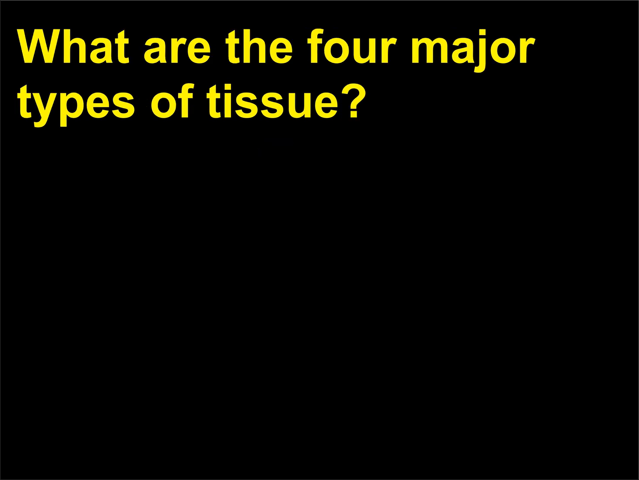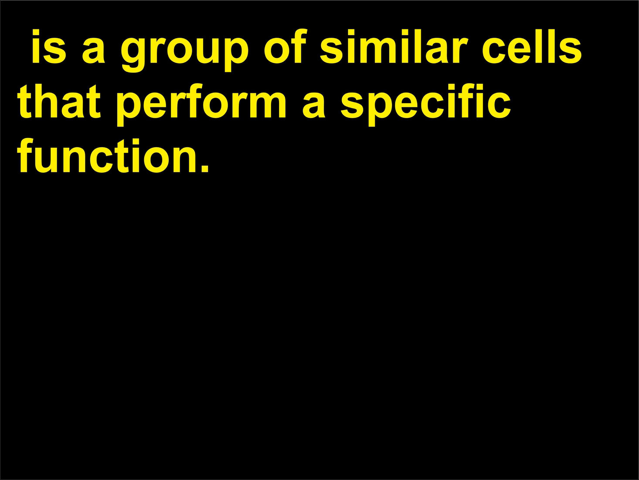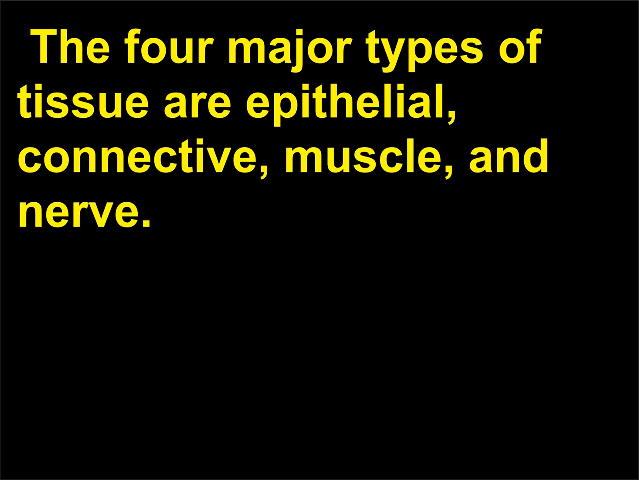What are the four major types of tissue? A tissue, from the Latin texere, meaning to weave, is a group of similar cells that perform a specific function. The four major types of tissue are epithelial, connective, muscle, and nerve.